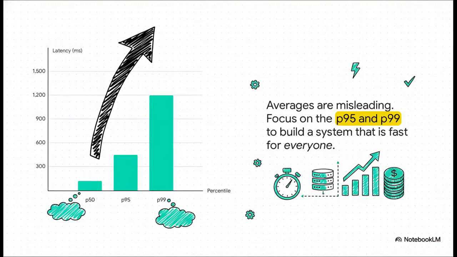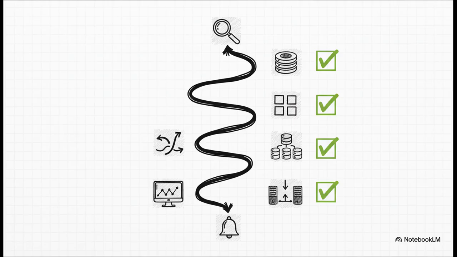And this right here is why looking only at average latency is so misleading. Sure, the median user at P50 has a great experience, only 120 milliseconds. But at the tail end, your P99 users are waiting over a second. To build a system that feels fast for everyone, you have to focus on optimizing for these higher percentiles, like P95 and P99.